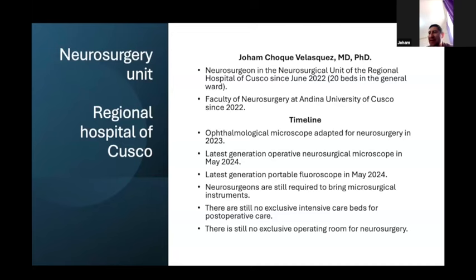But since our operative microscope is recent, we still have to bring our micro instruments and all our staff, like the neuroscience team, to the hospital. We still don't have exclusive intensive care beds for operative care, so we have to fight a little with other specialties for our patients. We also don't have an exclusive operating room for neurosurgery. So we are trying to change these two aspects in the hospital.